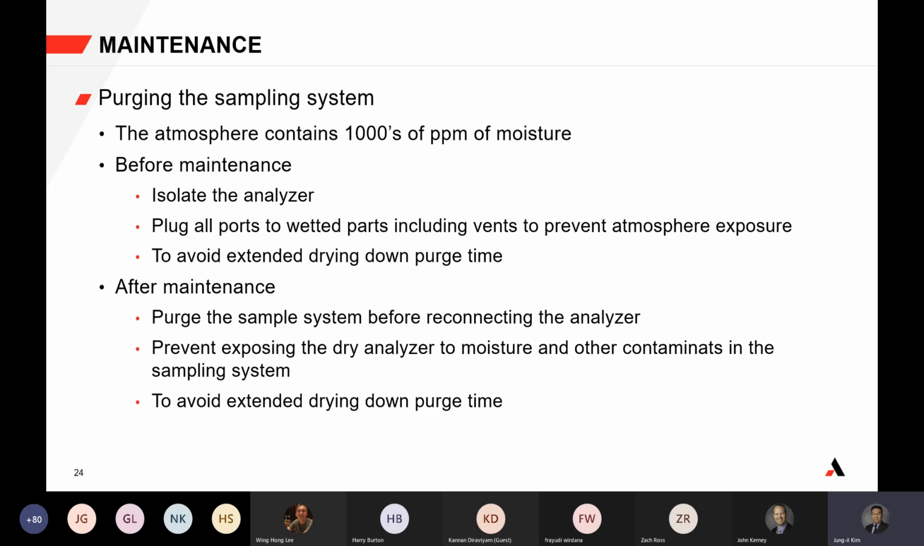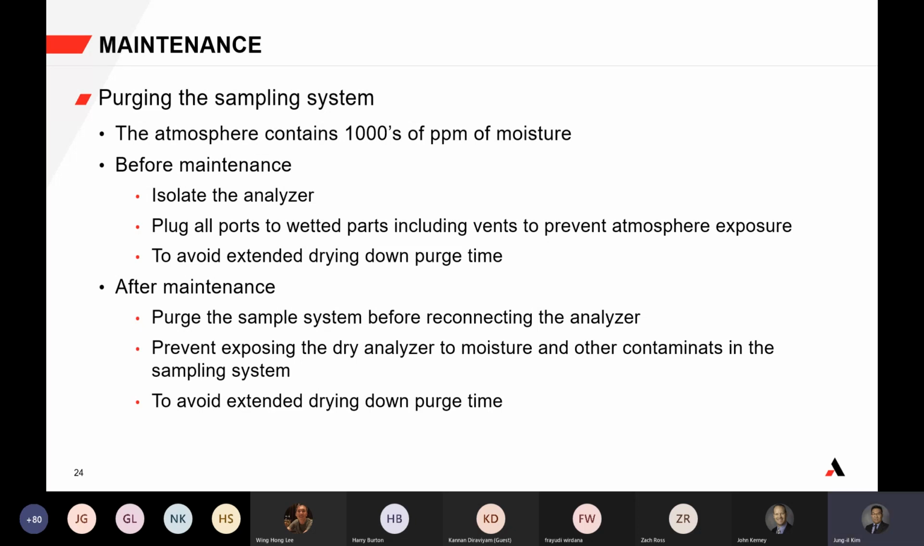So due to the cohesion and adhesion properties of water, when the sampling system undergoes maintenance where a break in the sample system is required, where you have to disconnect the sample line, thus exposing the analyzer to ambient conditions, it is best to plug all wetted surface parts, including vents, to prevent atmospheric exposure of the wetted surfaces or the internal surface areas. This practice will decrease the drying down purge time after the maintenance.